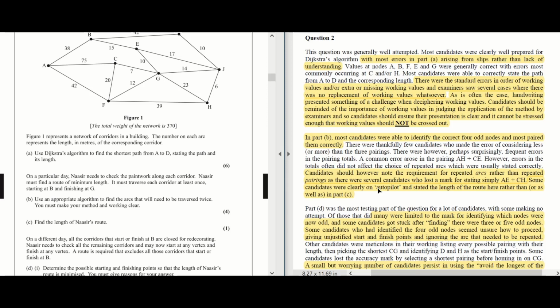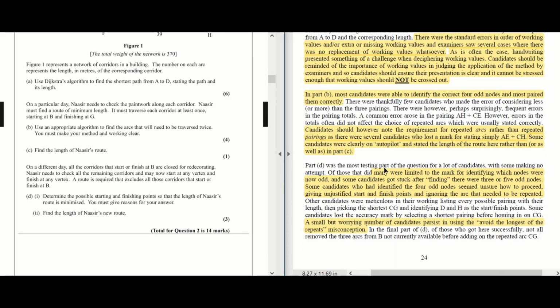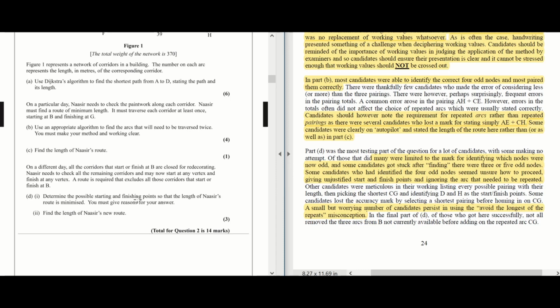Some candidates were clearly on autopilot and stated the length of the route here rather than or as well as in part C. For part D, that was basically an application of the Chinese postman, and that was quite a testing question. Those who did attempt this part of the question were limited to the mark for identifying which nodes were now odd, and some candidates got stuck after finding there were 3 or 5 odd nodes. Some candidates who had identified the 4 odd nodes seemed unsure how to proceed, giving unjustified start and finish points and ignoring the arc that needed to be replaced. A small but worrying number of candidates persisted in using the avoid the longest of the repeats misconception, but there were other general mistakes which you can also read about.